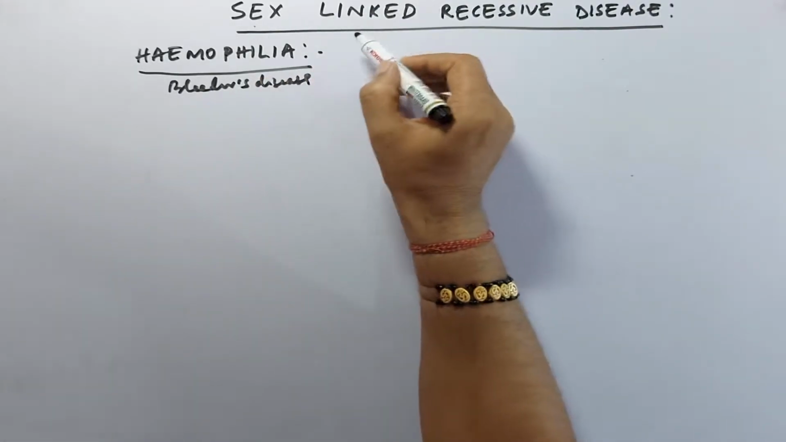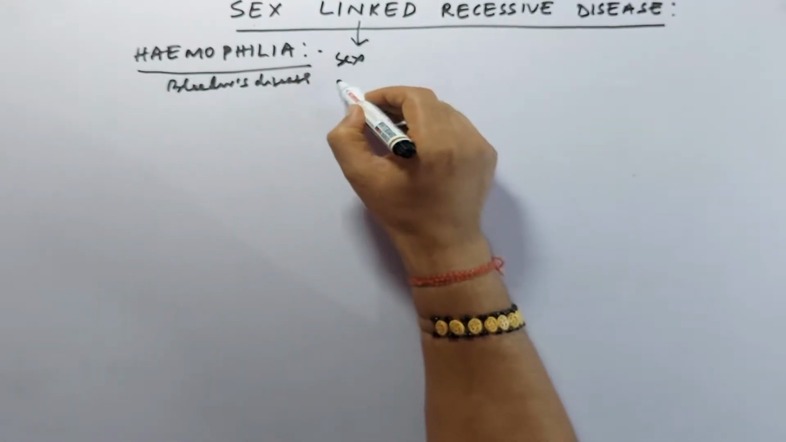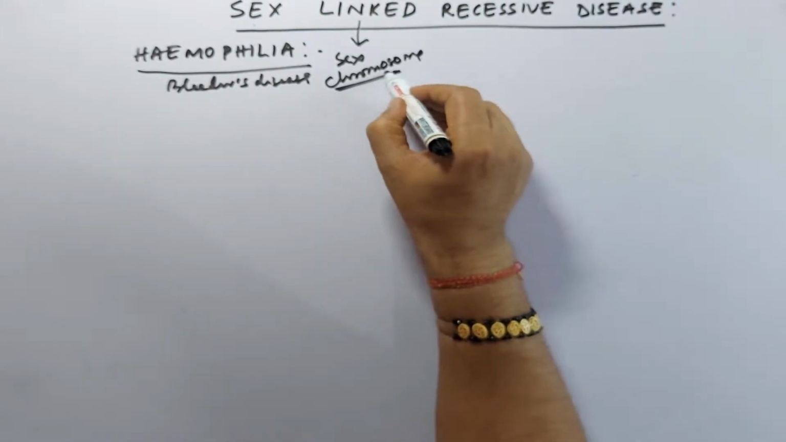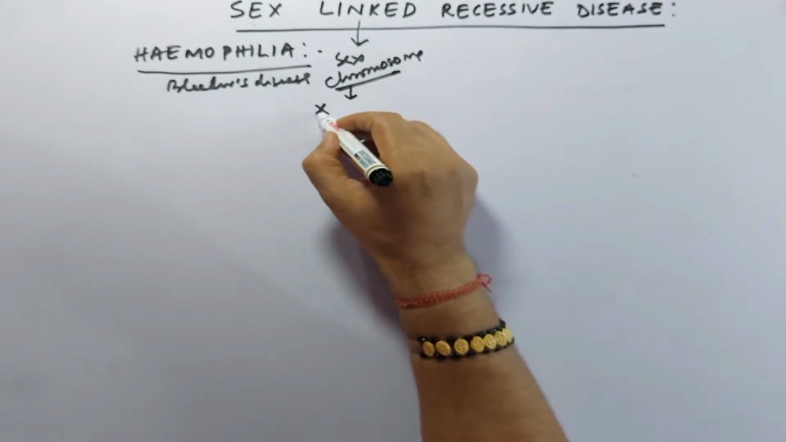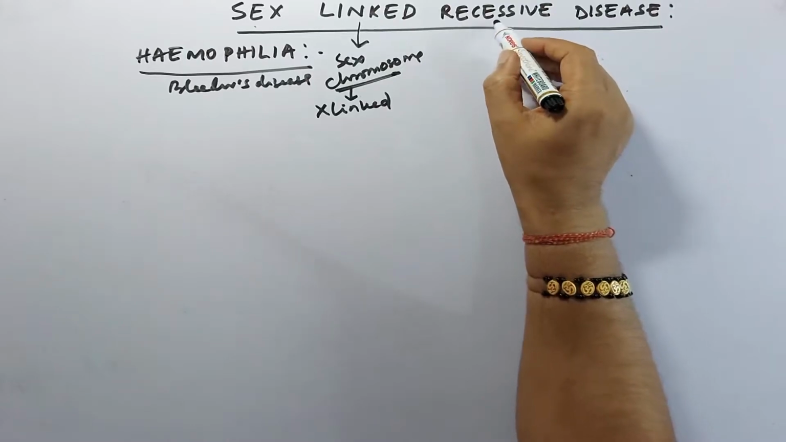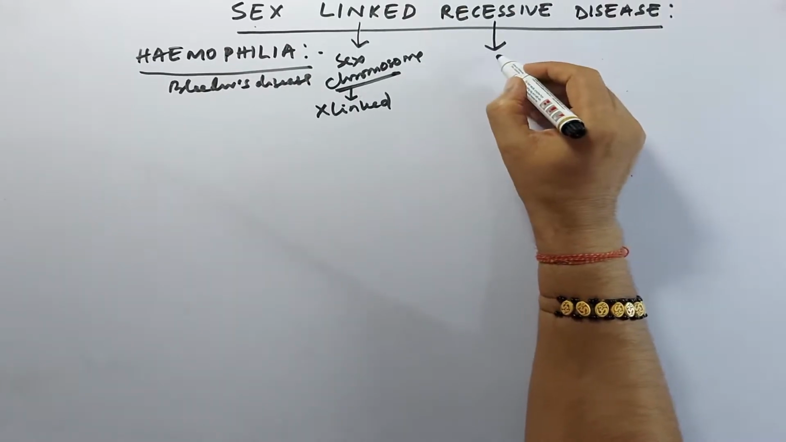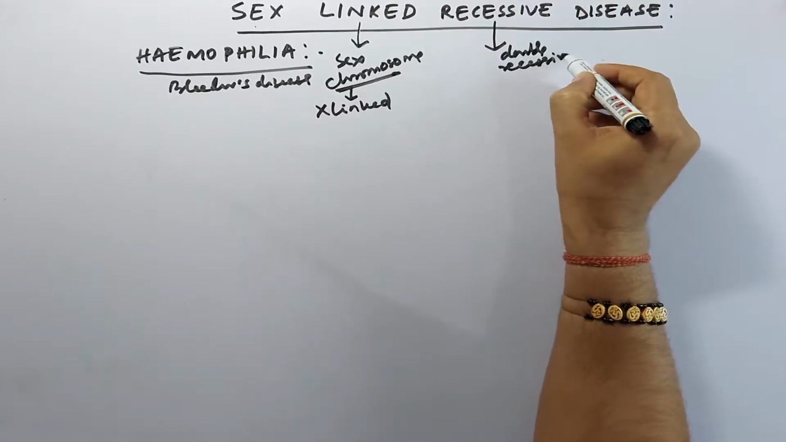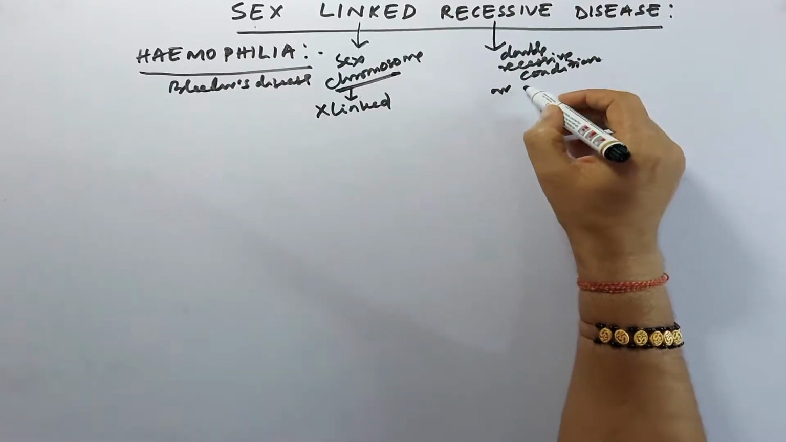Sex linked means what? This is associated with the sex chromosome, or we can say it passes through the sex chromosome from the parents to offspring, and this is an X-linked gene. And recessive means what? It only expresses in the double recessive condition, or in hemizygous conditions.